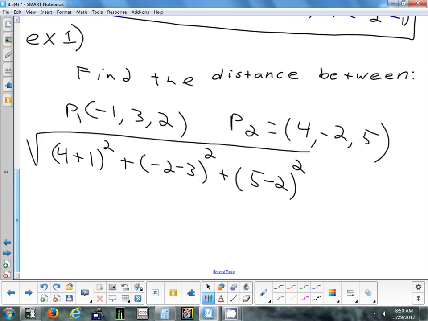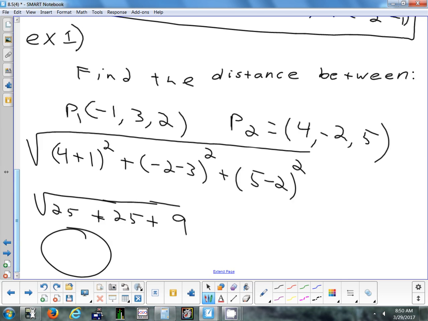So we're going to get, let's just do each one. 4 plus 1 squared is 25. Negative 2 minus 3 squared is also 25. And 5 minus 2 is 3 squared is 9. So what's the distance? Square root of 59.